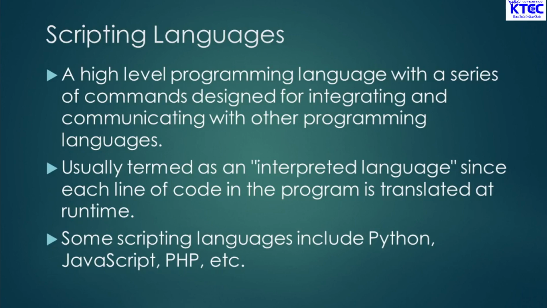Scripting languages are usually termed interpreted languages, since each line of code in the program is translated at runtime. Each line of code is translated as it's run. It will go to the first line, translate it, then the second line. If there is an error, it stops there and shows the error. So that is what makes it an interpreted language. Some scripting languages include Python, JavaScript, PHP, HTML, and CSS. These are all scripting languages.